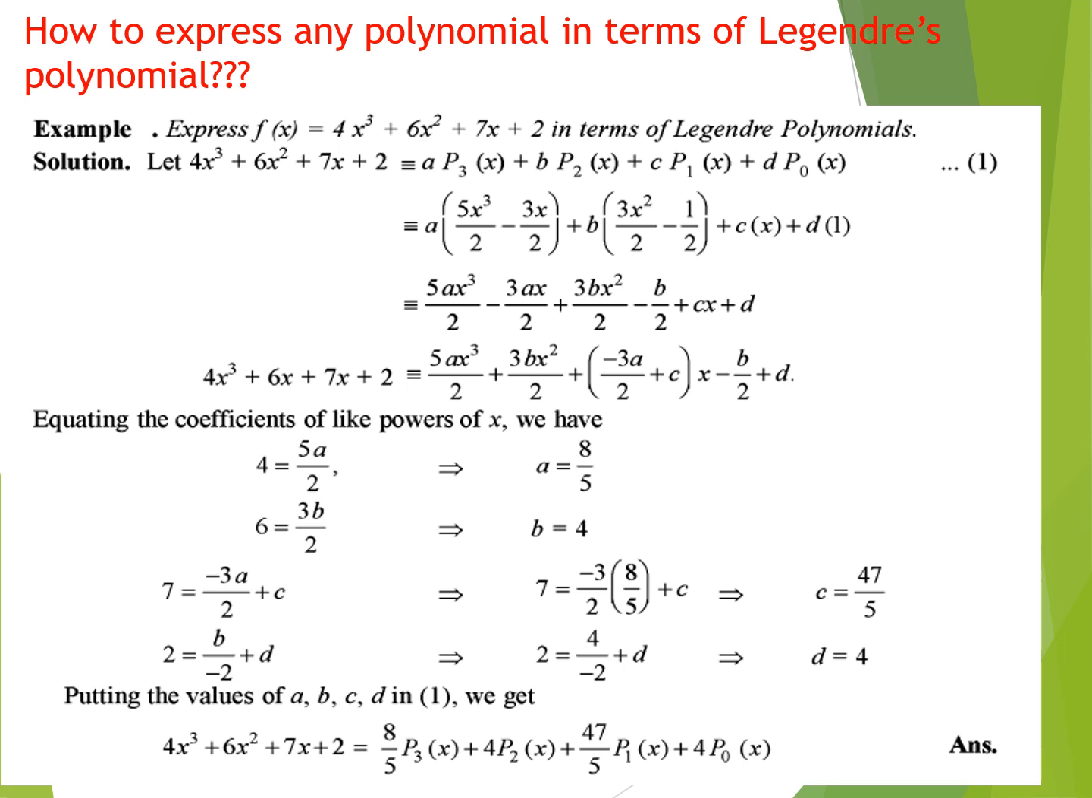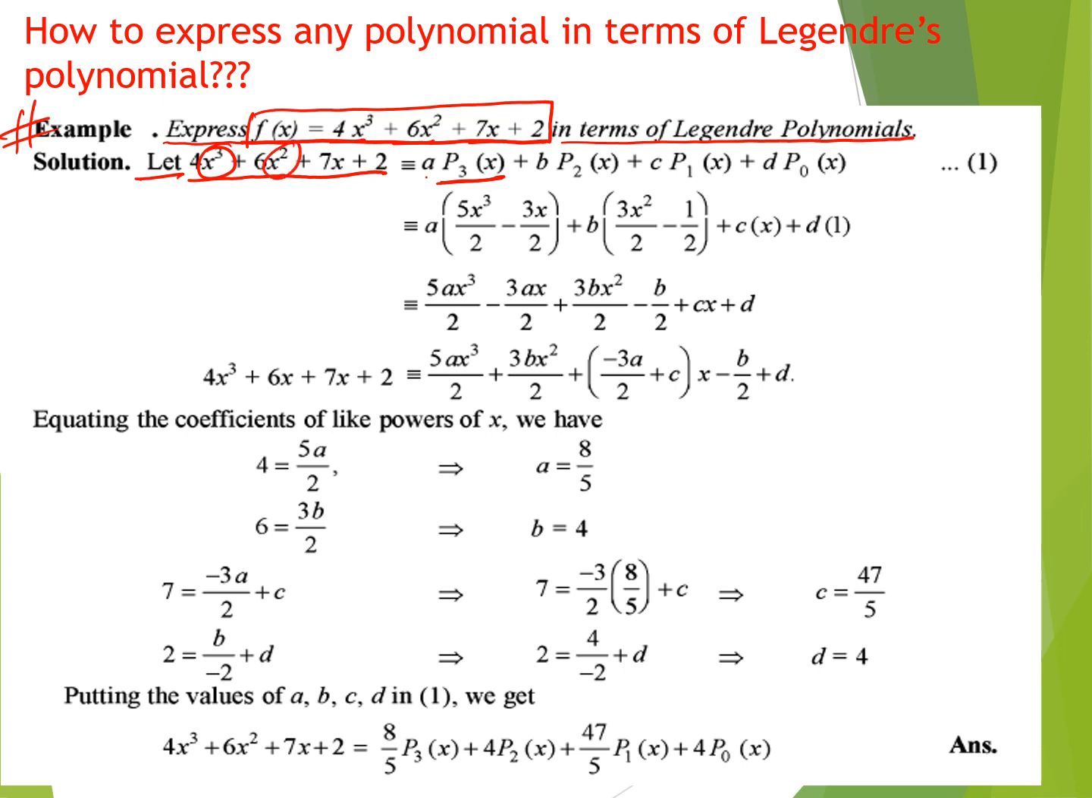Now, how to express any polynomial in terms of Legendre polynomials. First we consider one example. The example is: express the function f(x), that is 4x cube plus 6x square plus 7x plus 2, in terms of Legendre polynomials. To express this function, let me assume 4x cube plus 6x square plus 7x plus 2 is equal to a into the third order Legendre polynomial P3(x), because over here we have x cube.